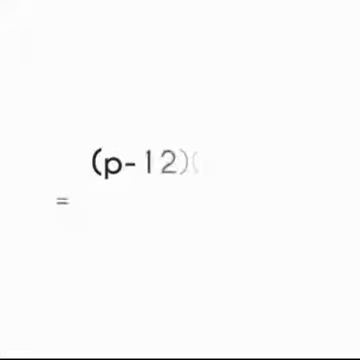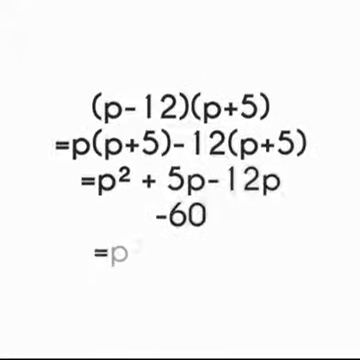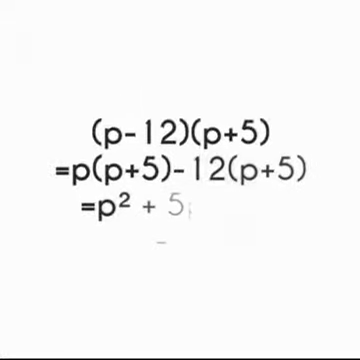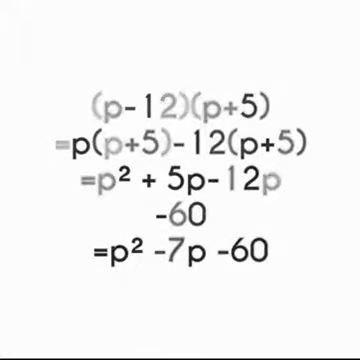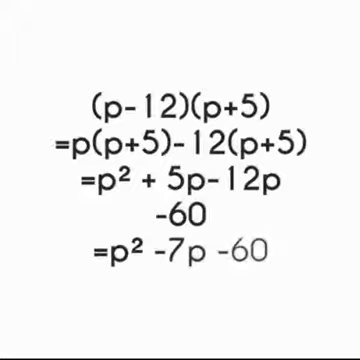Another example, p minus 12 all in bracket multiplies p plus 5. Now p multiplies everything in the next bracket, also minus 12 multiplies everything in the second bracket. So that gives p squared plus 5p minus 12p minus 60. Now we have like terms here, so we merge them together to give p squared minus 7p minus 60.